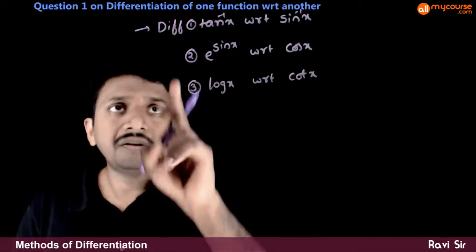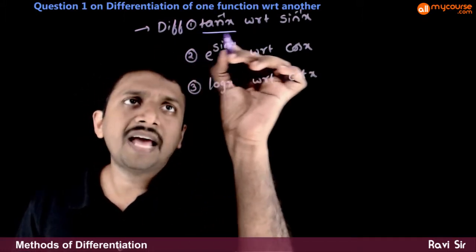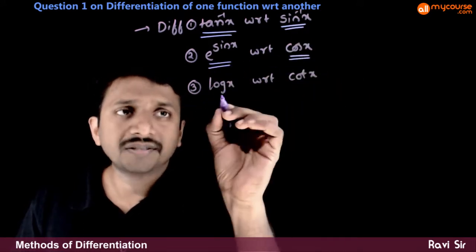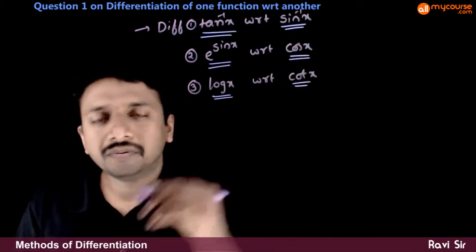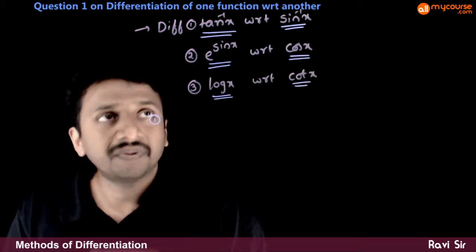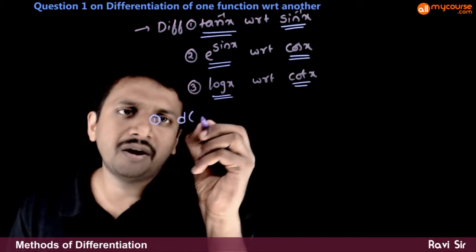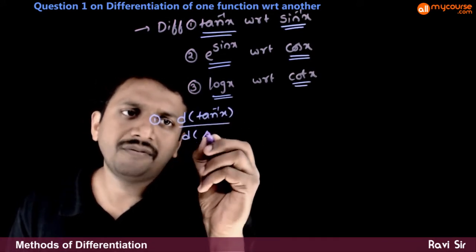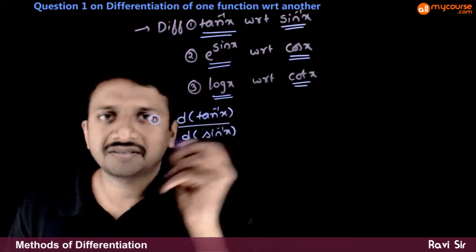In this question, you're asked to differentiate tan inverse x with respect to sin inverse x, e power sin x with respect to cos x, and log x with respect to cot x. So let us try to find each of them. First question is d of tan inverse x by d of sin inverse x.